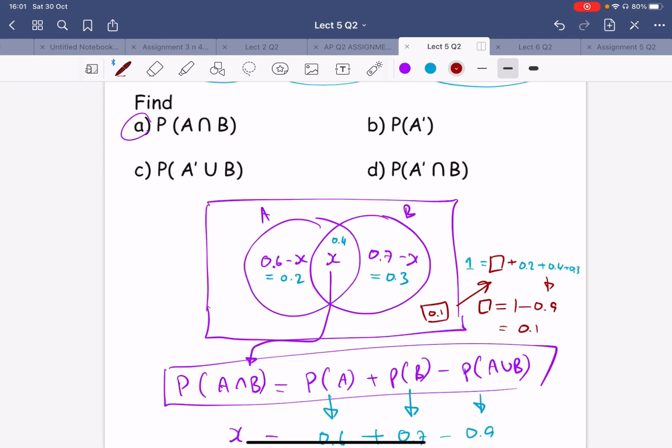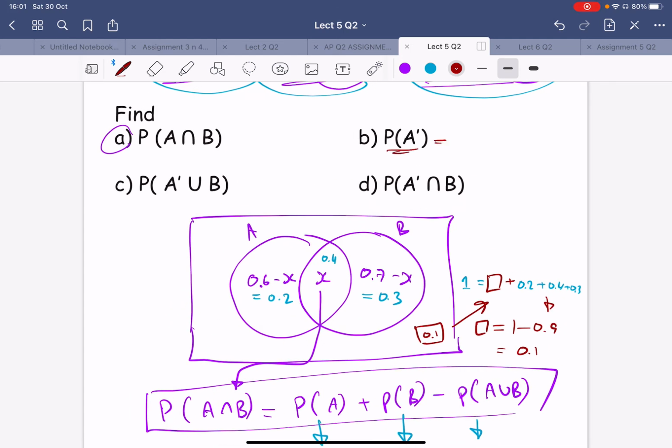Now let's answer A naught. A naught is everything that is not A. So say this is A.